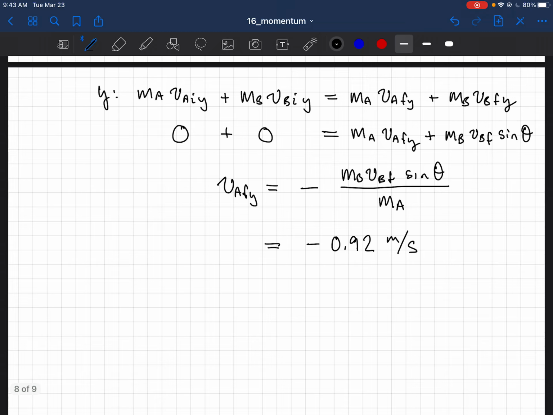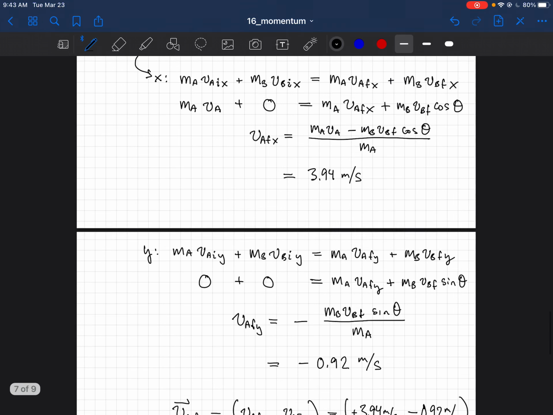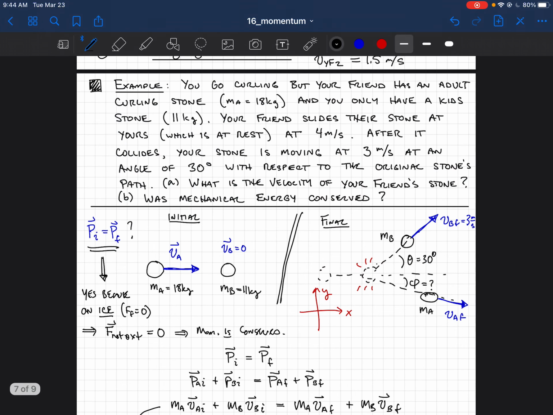meters per second. So the question was, what is your friend's stone's velocity after the collision? And it's going to be equal to VAFX, comma VAFY, which is plus 3.94 meters per second, minus 0.92 meters per second. And that's the final velocity. That was the first question.